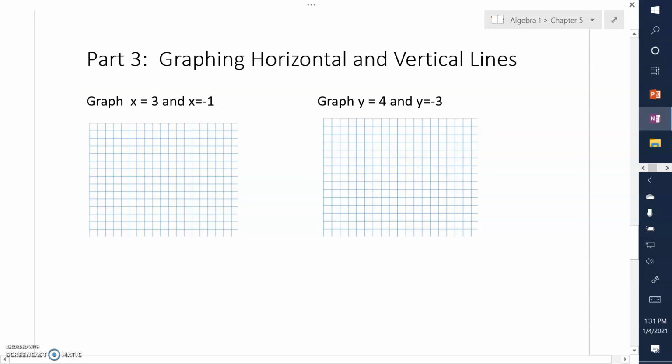Now, standard form is also great for graphing horizontal and vertical lines. These lines that you look at, x equals 3 and x equals -1, those are in standard form. So if you imagine 1x plus 0y equals 3, then our first equation, x equals 3, that's in standard form. And the same thing with x equals -1. So what we're going to do is put on our x and y axes.